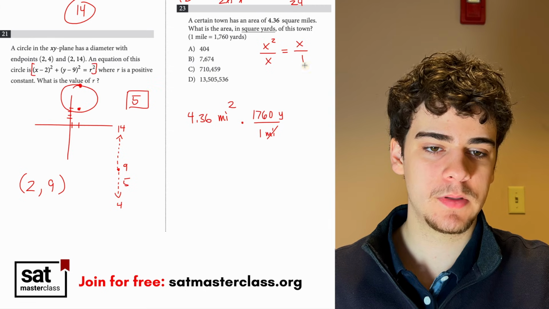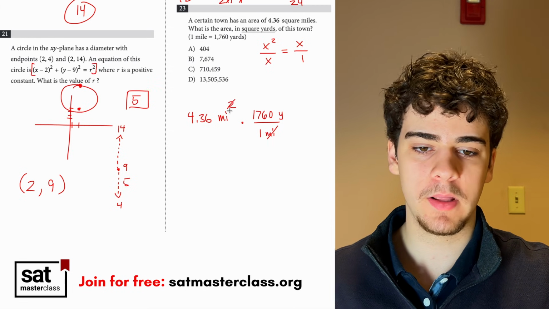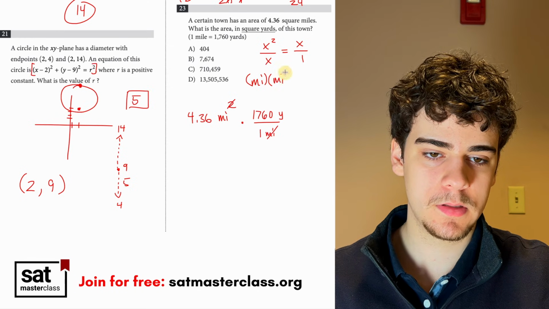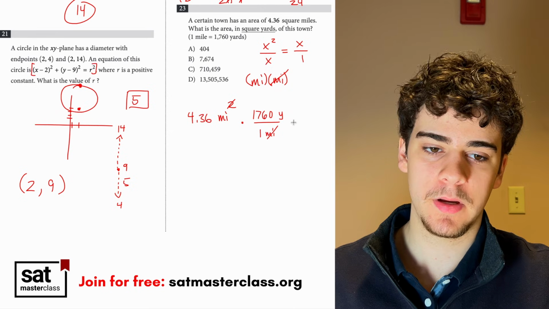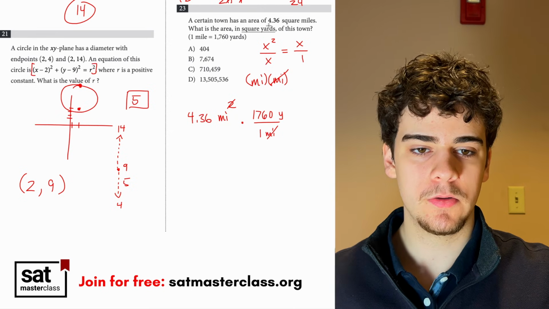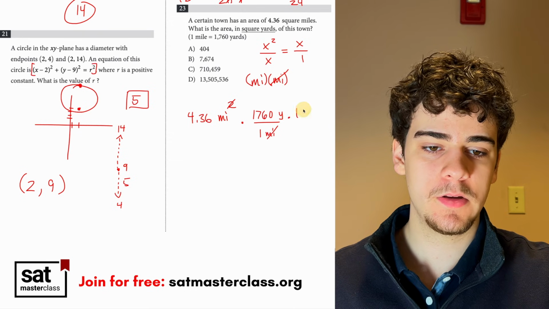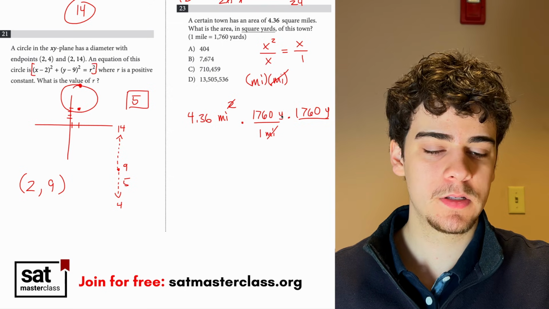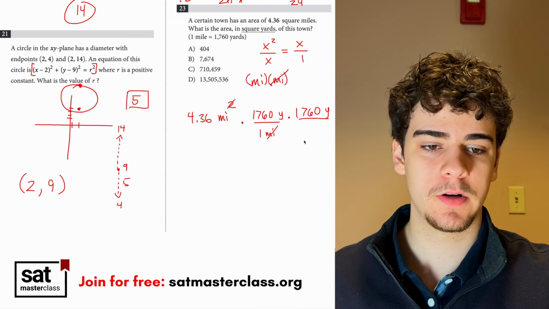It basically just becomes x over 1. So this is only going to get rid of the squared property of the miles, because miles squared is basically miles times miles. We're just getting rid of one of them, but we still have miles up here. That is good news because we want the area in square yards, not just yards. So we want to do this again, because then we'll end up with yards times yards as the unit, which is what we want because square yards is just yard times yard.